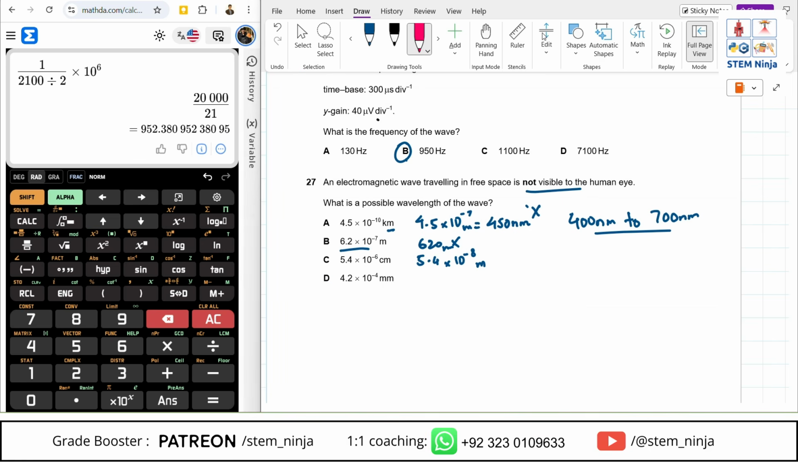Now, what we can do to convert this, we know that to make it into 10 raised to power minus 9, we need to multiply by minus 1, and we need to multiply by 10 over here, making it 54 nanometers. So this is not part of the visible spectrum, so this means that this should be the correct answer.